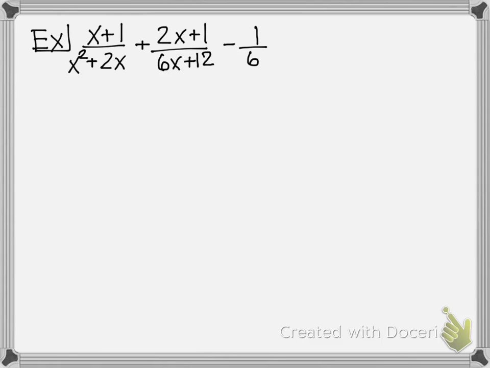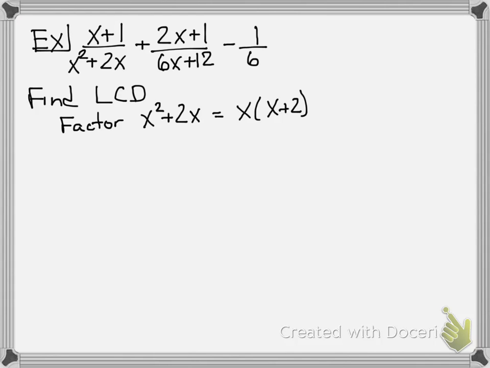Okay, here we've got a big ugly equation. This is what we've got, this expression, we want to add and subtract these different terms together. Okay, so very daunting. What we want to do is find the lowest common denominator. So again, we look at all of our denominators and we factor them. One term at a time, we've got x squared plus 2x, which can be factored as x times x plus 2. The second denominator is 6x plus 12, which can be factored as 6 times x plus 2. And then 6, which is already in its lowest form, as 6.